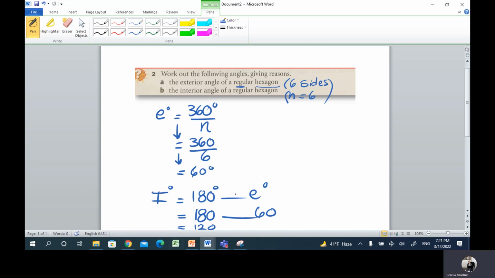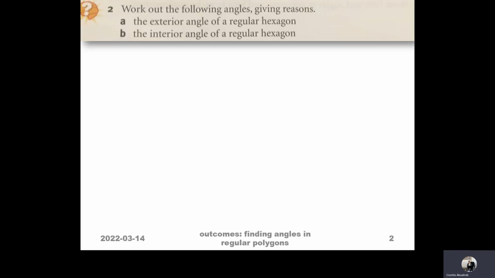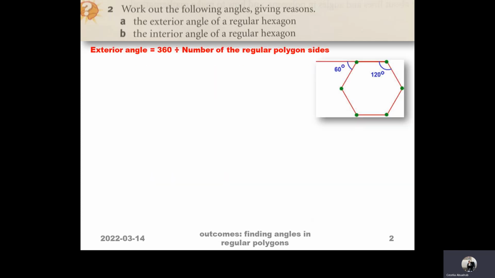Okay, so here we answered A and B. Let's get back to the presentation. So if we have a look, a regular hexagon has 6 sides. So N is known, and E is equal to 360 over N. So it will be 360 over 6, which means 360 divided by 6, and the answer will be 60 degrees.